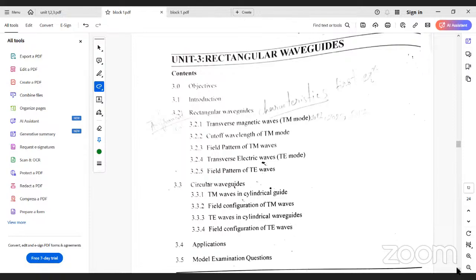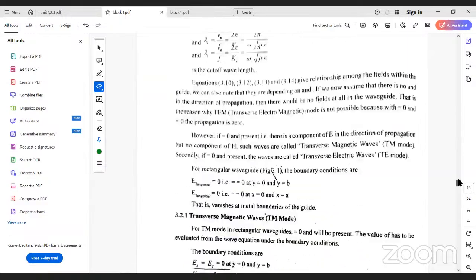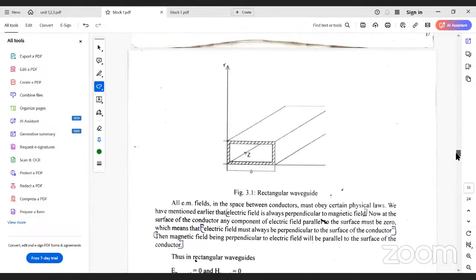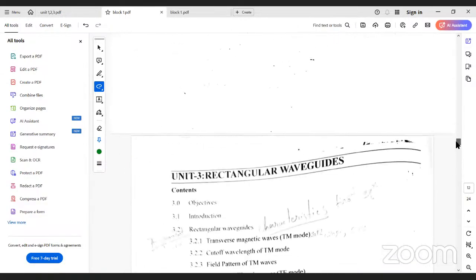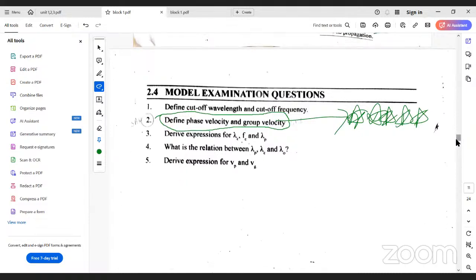How we will get questions, first we will see, and then we will come to the topic. Regarding this, ma'am, in the previous model questions, unit 2, define phase velocity and group velocity and derive expression for Vp and Vg. Both are the same questions. Yes, question 2 and question 5.